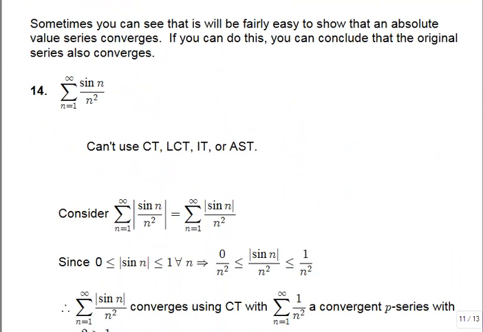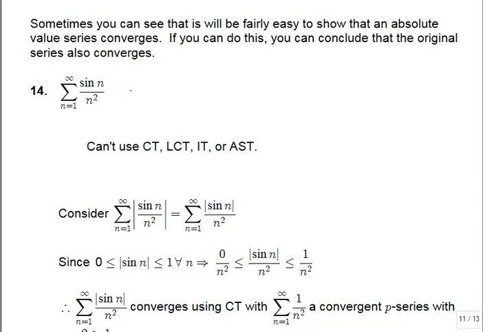Now how do you use this? Well, sometimes it will be fairly easy to show that an absolute value series converges. If you can do this, then you can conclude that the original series also converges. So just by looking at this, it would be hard to show convergence initially because we can't use the comparison test, limit comparison test, or integral test because these are not always positive terms. And we can't use the alternating series test because it doesn't look like -1 to the n times an a sub n. These are only sometimes positive and sometimes negative. There's not a pattern to it.